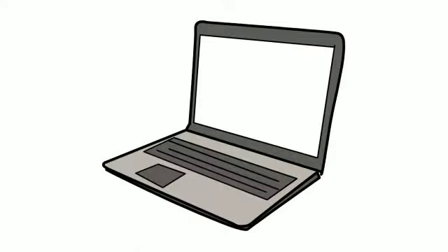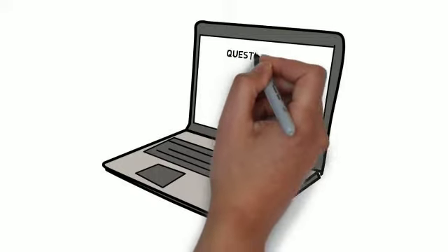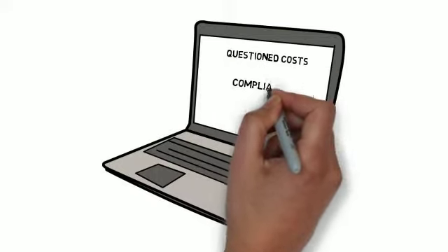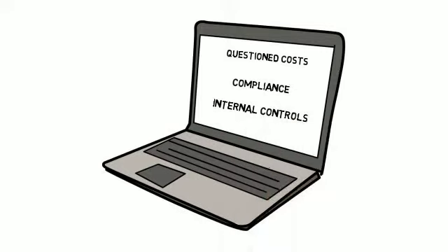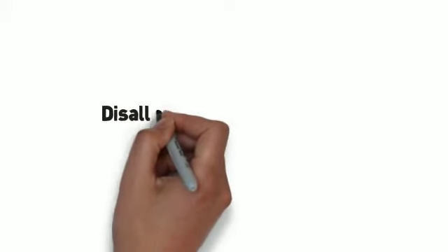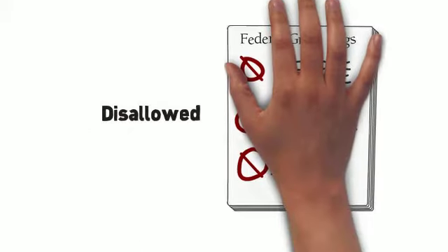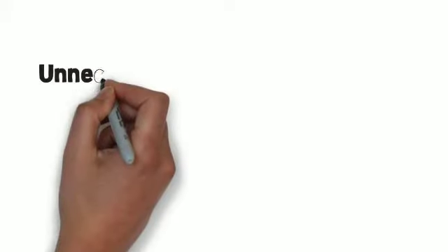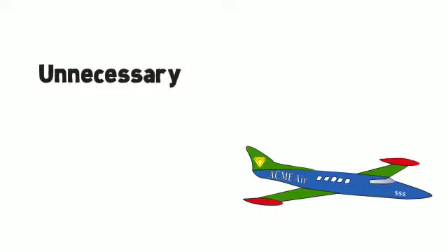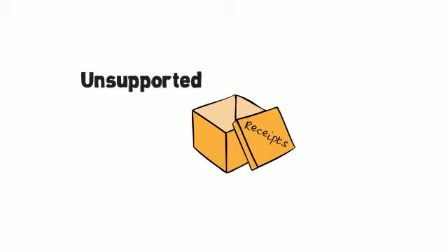Financial monitoring can fall into three broad categories that include questioned costs, compliance, and internal controls. Let's say a little more about questioned costs. These can be classified as disallowed. These are costs defined by federal grant regulations that cannot be charged to the grant. Unnecessary. These are costs that are not needed to support the program operations. Unsupported. These are costs without documentation to prove they could be charged to the grant.